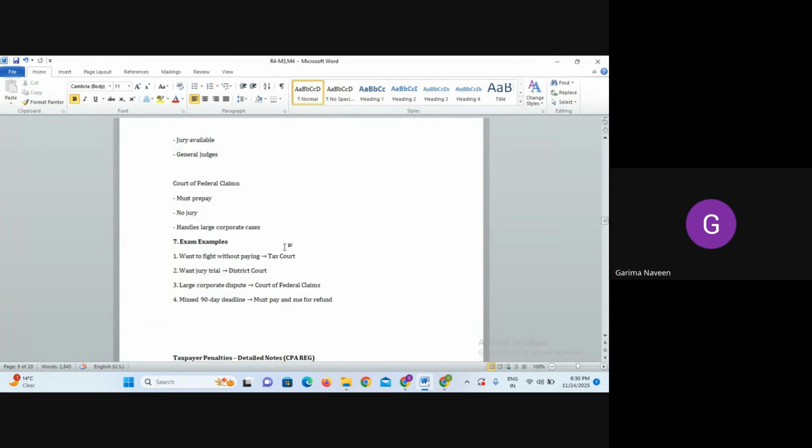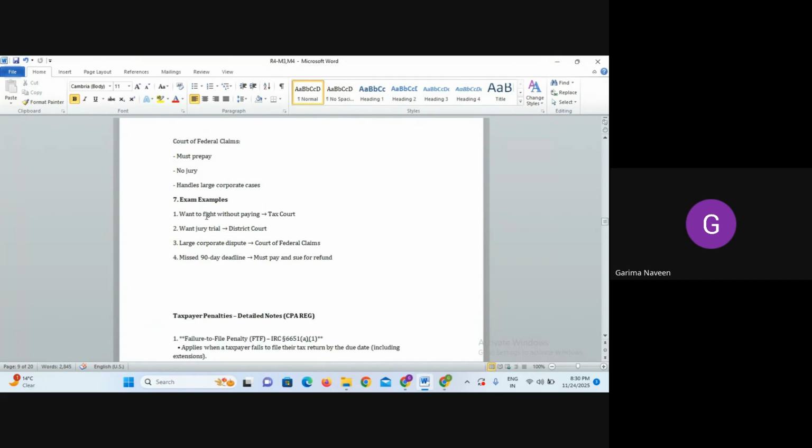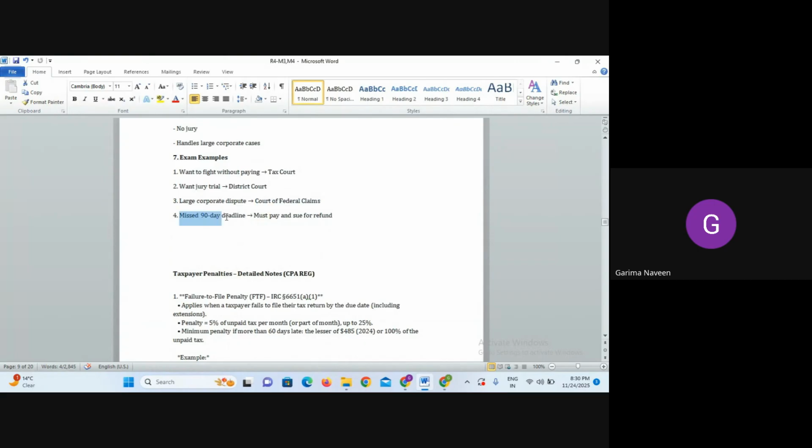So, for example, if you want to fight without paying, you may go for US tax court. If you want jury trial, you may go for district court. If you have a complex issue like a large corporate issue, then you may go for court of federal claims. If you miss the 90-day deadline, you have to pay and sue for the refund.